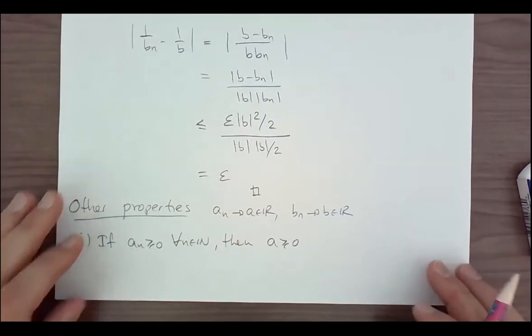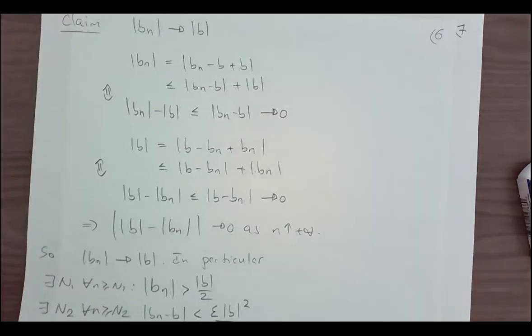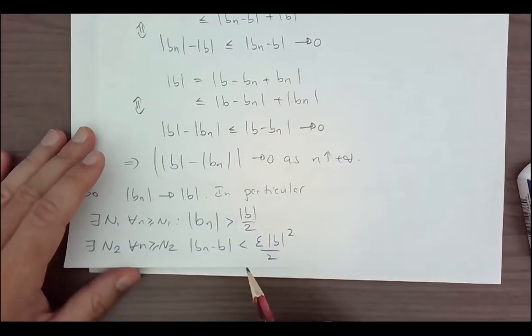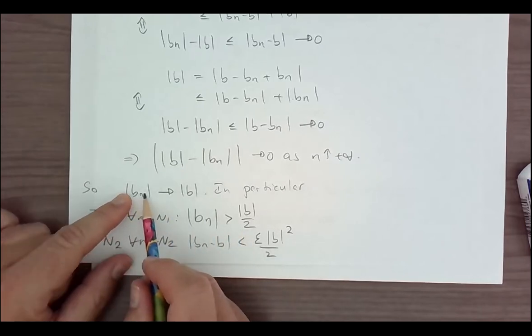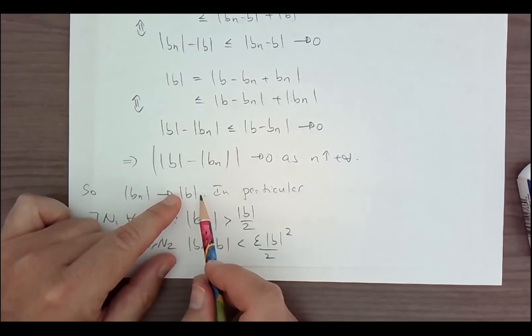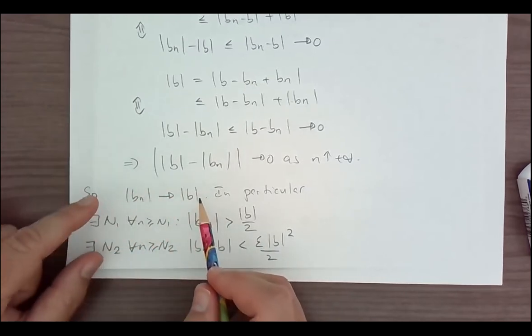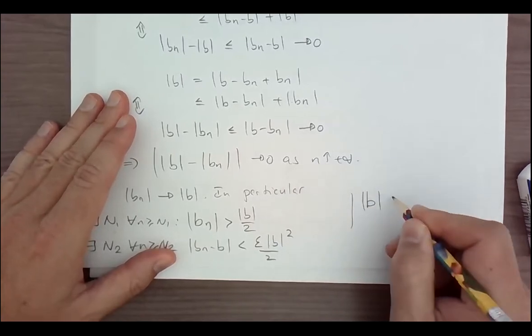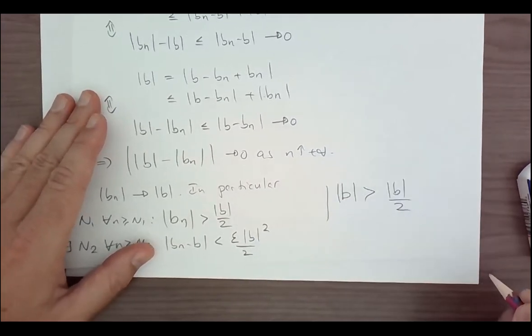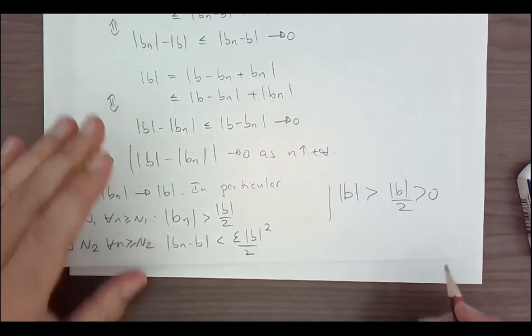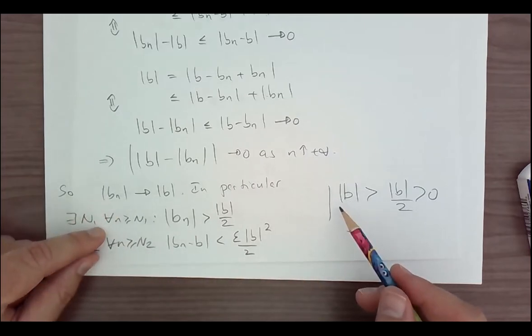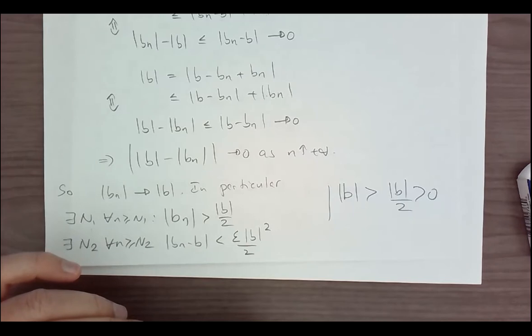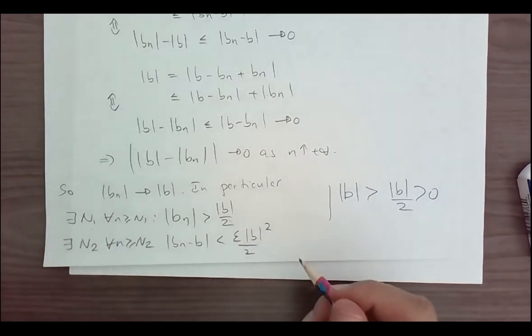There was a question in the chat. Okay, so let's go back and have a look. This is the question, right? I know that my BNs in absolute value converge to B. And I know that B in absolute value is strictly bigger than B over 2, which is strictly bigger than 0. So that's the reason why you make the absolute value of Bn bigger than the absolute value of B over 2, right? Yes. But that is just a choice, right?